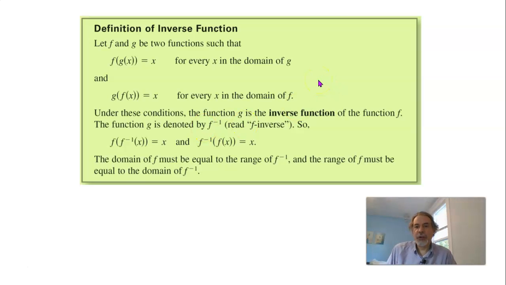If you were calling your function h, and then you had another function that was the inverse of that, you would write it h inverse, h with a little -1 superscript.